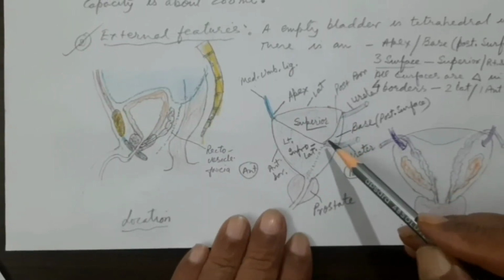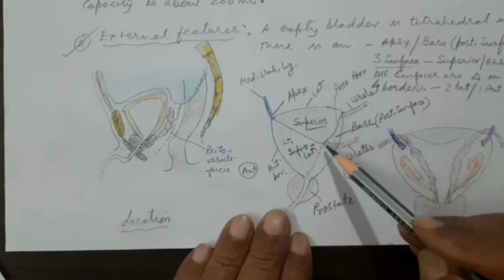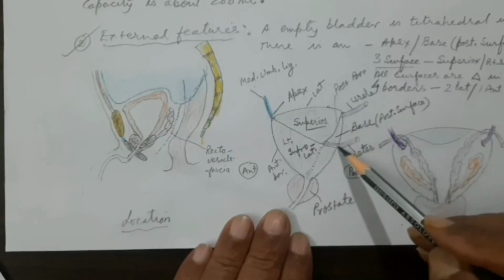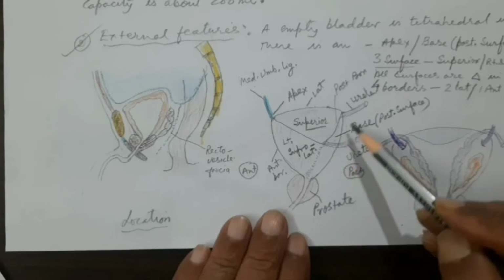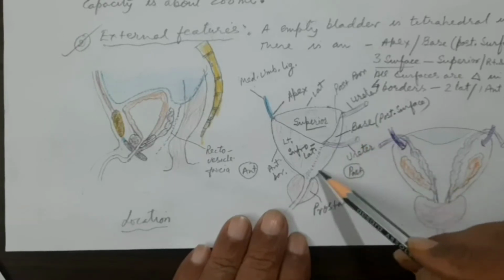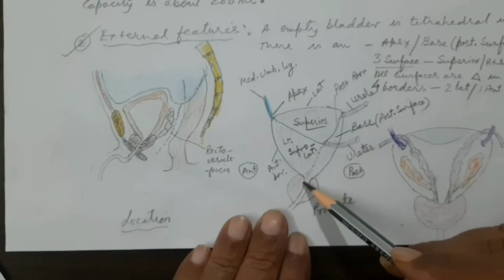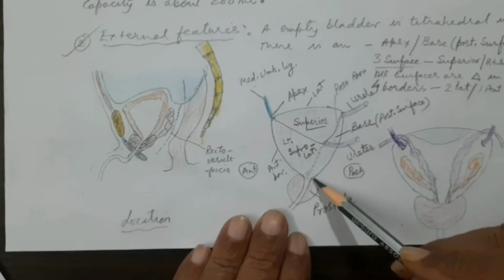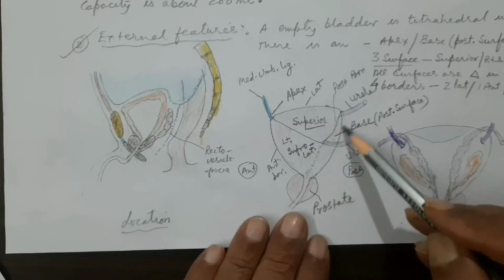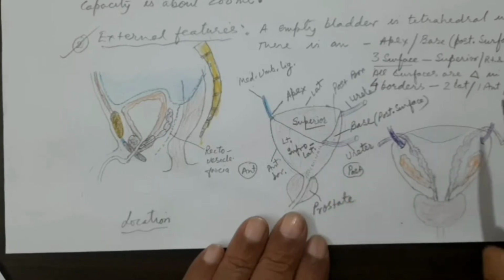And where is the base located? It is nothing but the posterior surface. Above it is between the opening of the two ureters, which are coming from right and left kidneys, and here lower down where there is the apex of the posterior surface, it is the neck of the bladder which is in continuity with that of the prostate gland. So we are now learning the relation of the base, okay.